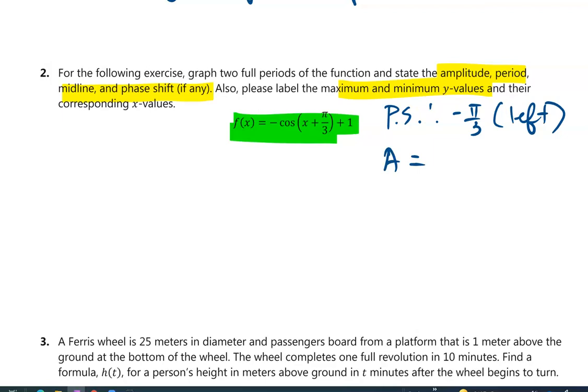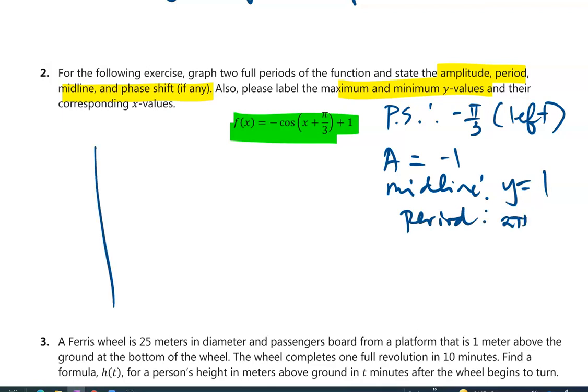Amplitude is, you see a negative here, so that's negative 1. Midline is, your vertical shift is plus 1, so that is y is equal to 1, and the period is 2 pi. So to graph, the midline is at 1, and the period is 2 pi.